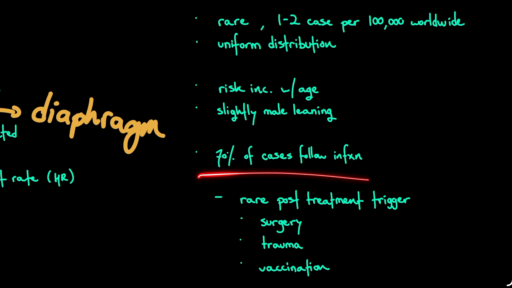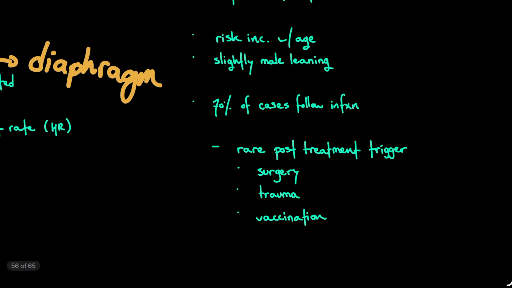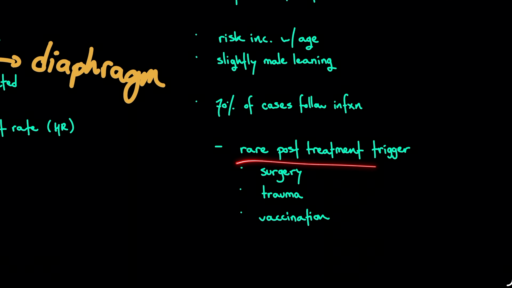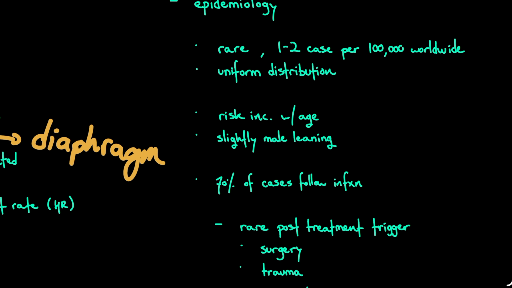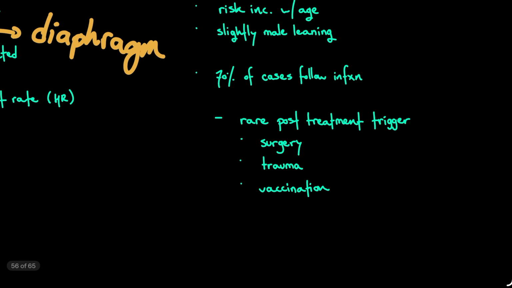70% of cases follow infection. That's the big takeaway here. Big smoking gun. We do have something I want to note. Rare post-treatment trigger. So surgery, trauma, and vaccination. These are rare from the rare. So give me a rare to the second power, or maybe even third. I do see this brought up a lot. Just want to note, sure, this is a potential. Some vaccines do have attenuated viruses or bacterial peptides or strings within them. So that is a light infection.